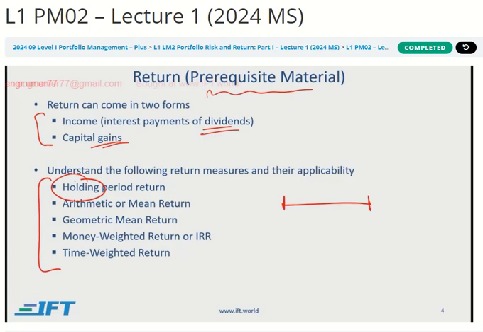So for that period, you'll take the ending value minus the beginning value, which will give you the capital gain, plus you can add any income that it has given you, divided by the beginning value, and that is the holding period return.